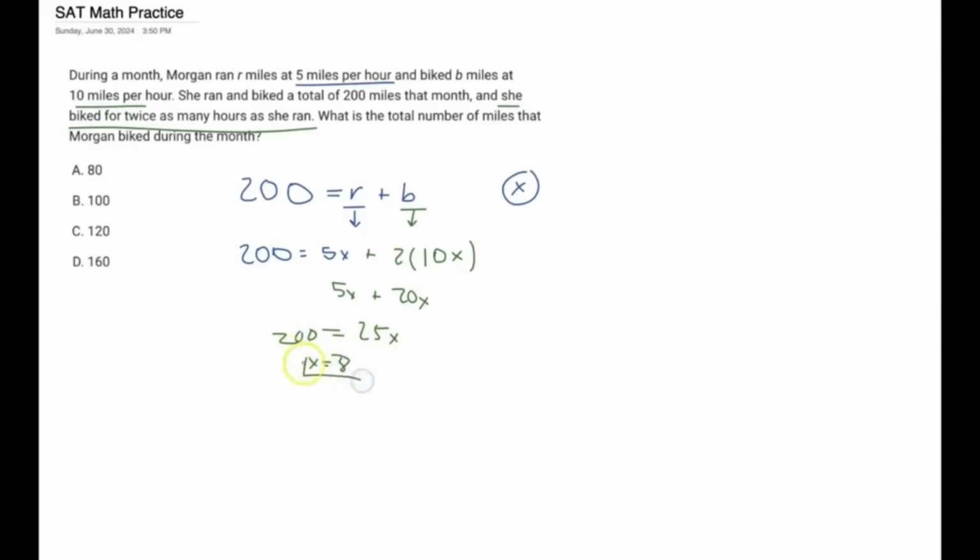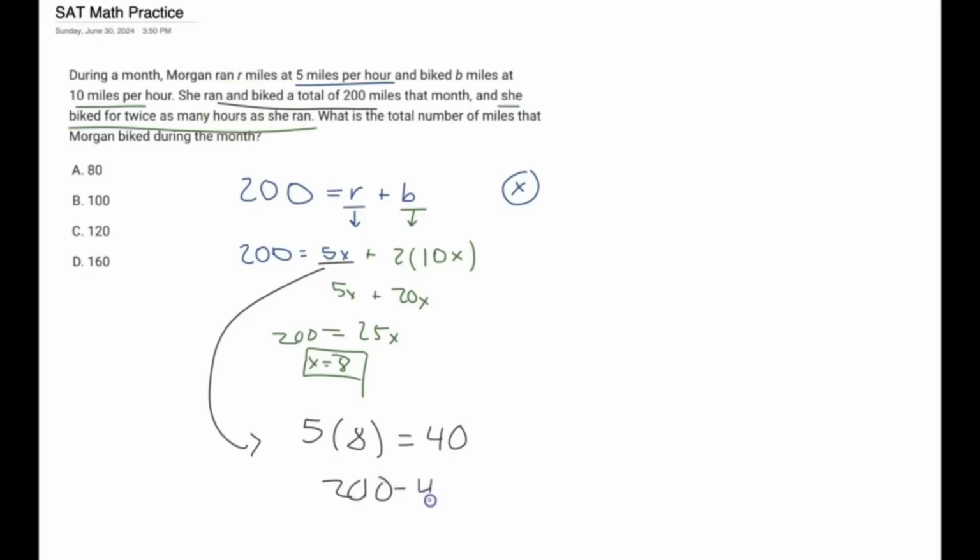So 8 doesn't have a really meaning in this problem, but if we plug this in to each of our rates, we can actually find the answer. Now why? Well, because we can plug this back into the 5x here. So we know that she runs 5 miles per hour. So if she's doing the activity for 8 hours, that's 8 times 5, so that's 40 miles. And we know in total, she ran and biked a total of 200 miles. And so 200 minus 40 is 160 miles. And so that is our final answer.